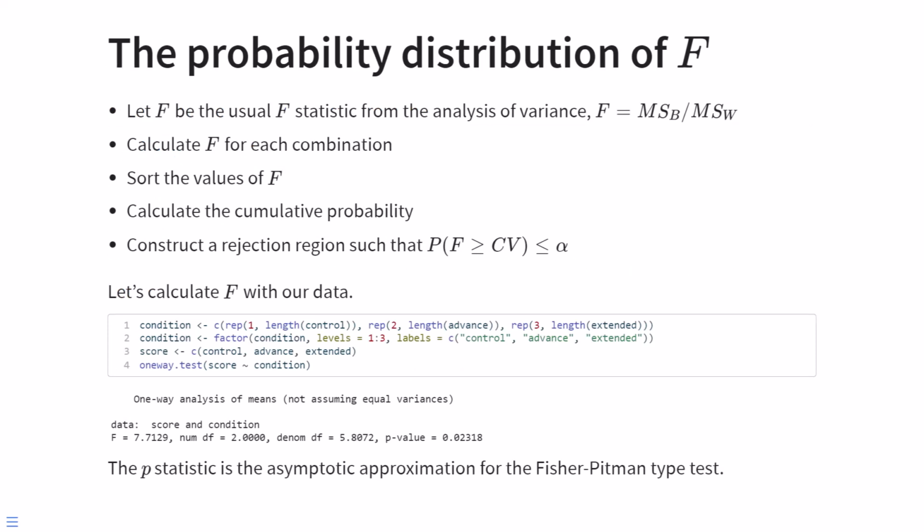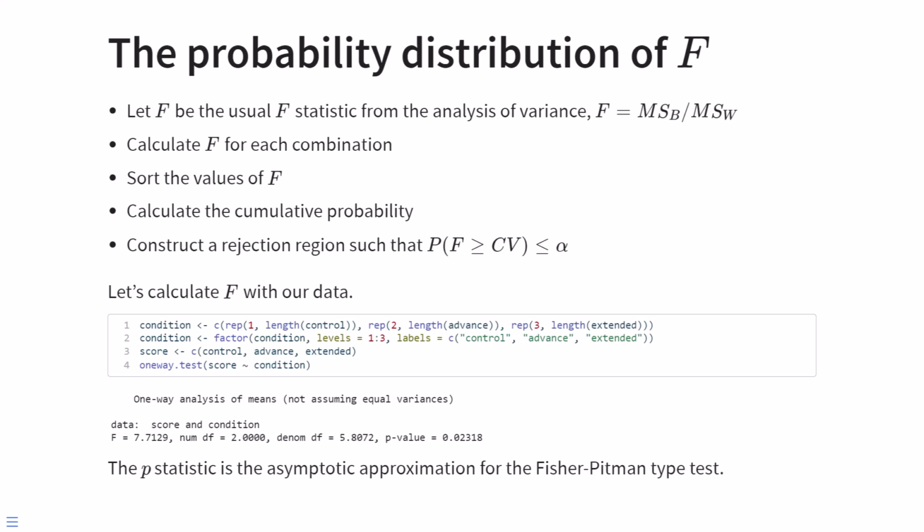Let F be the usual F statistic from the analysis of variance, where F is the mean square between conditions divided by the mean square within conditions. We will calculate F for all of our combinations. In this case, we have almost 35,000 of them to calculate. We will sort the values of F from smallest to largest, calculate the cumulative probability, and then look in the upper tail of that distribution to construct a rejection region such that the probability that F is greater than or equal to the critical value is less than or equal to alpha.